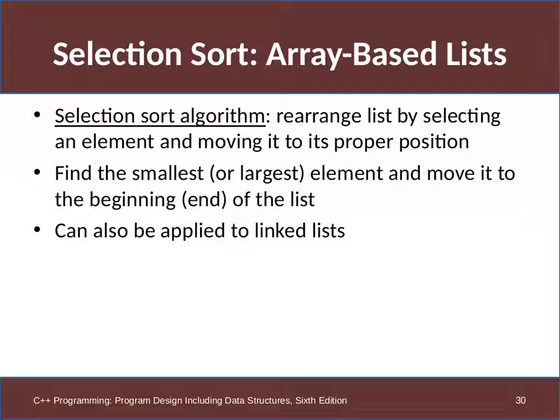You look at the entire thing, you find the lowest one, and then you put that into the proper location, or largest, depending on how you want to do it. Nice thing about selection sort, it can also be applied to linked lists, because you're just looking through the whole list, find it, and then put it into the proper location. It's kind of slow if it's a lot of stuff, though, isn't it?